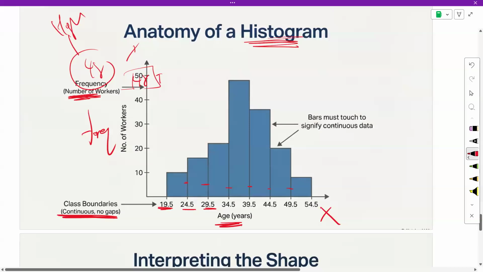And you see the bars must touch to signify continuous data, right? Since there are no gaps, these are touched. Note that the width of each class should be of equal size, and the height represents the frequency. Here, first class 10, second class 18, third class, and fourth class 48. Likewise, you can draw the histogram.